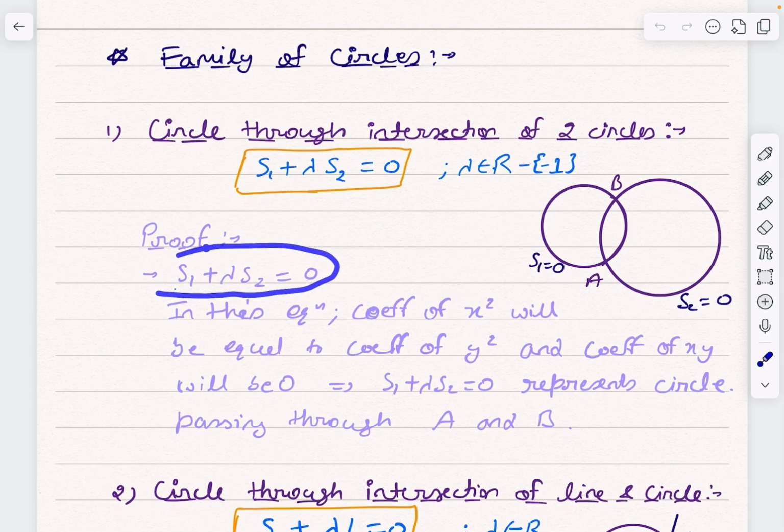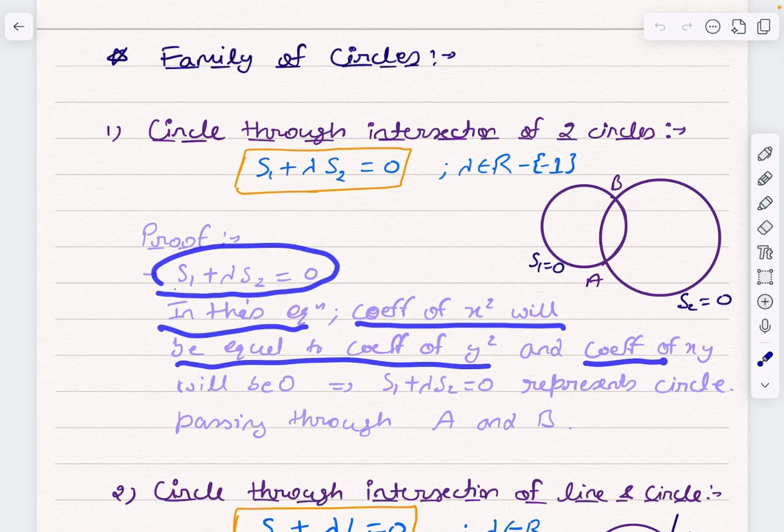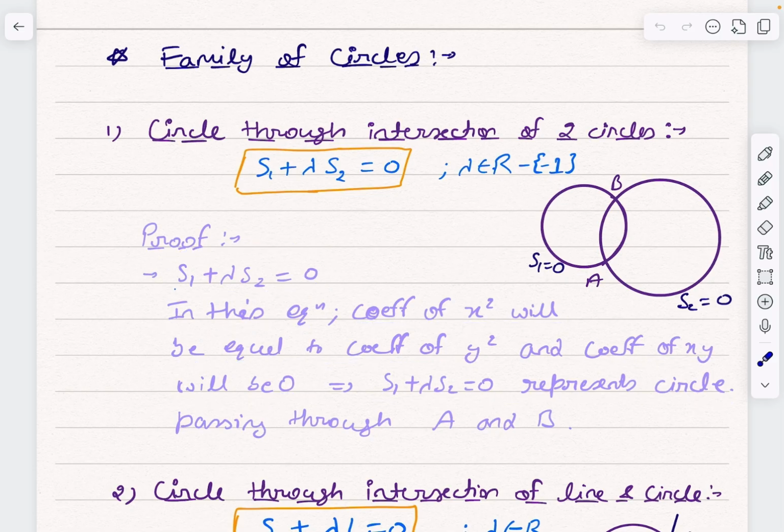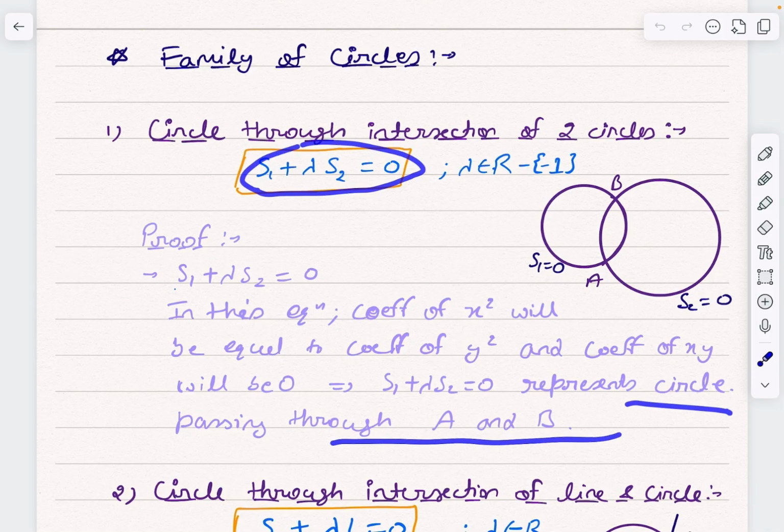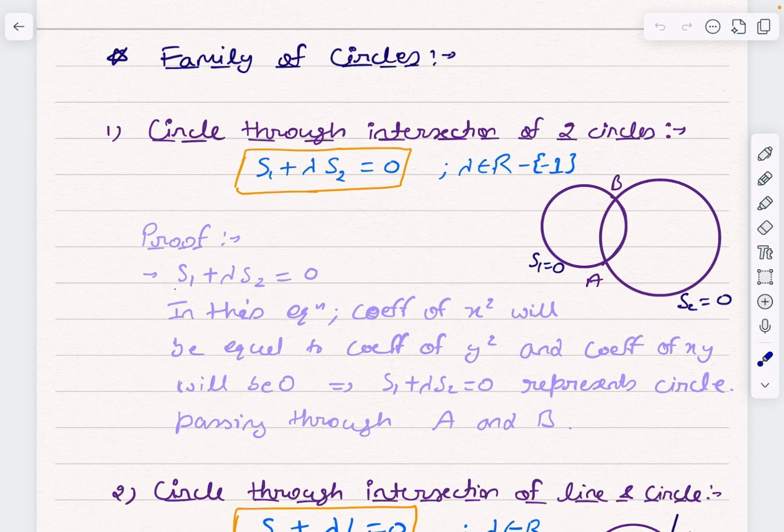S1 plus lambda S2 equal to 0. In this equation, the coefficient of x square will be equal to coefficient of y square, and coefficient of xy will still be 0. So that means S1 plus lambda S2 will represent a circle. Now, if you put point A, S1 will be 0 because it lies in S1. S2 will also be 0 because it lies in S2. So when you put point A, it will satisfy the equation. Similarly, if you put point B, it will also satisfy the equation. That means S1 plus lambda S2 represents a circle and it passes through both A and B. So it is the circle we are looking for.